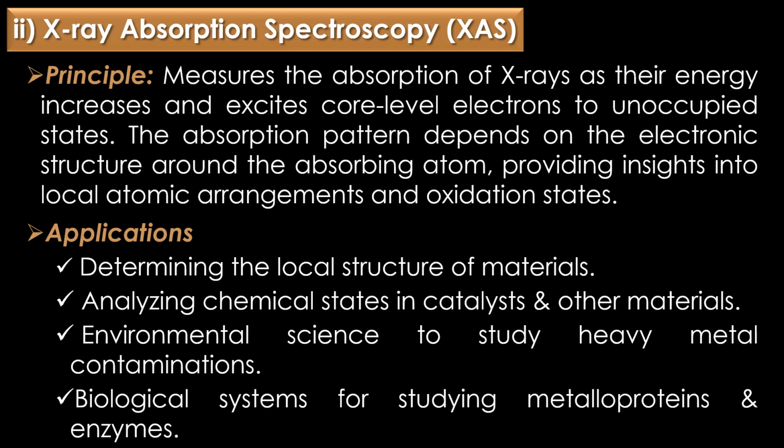The second type of X-ray spectroscopy is X-ray absorption spectroscopy. In short form, it is called as XAS. X-ray absorption spectroscopy measures the absorption of X-rays as their energy increases and excites core level electrons to unoccupied states. The absorption pattern depends on the electronic structure around the absorbing atom, providing insights into local atomic arrangements and oscillator strengths.